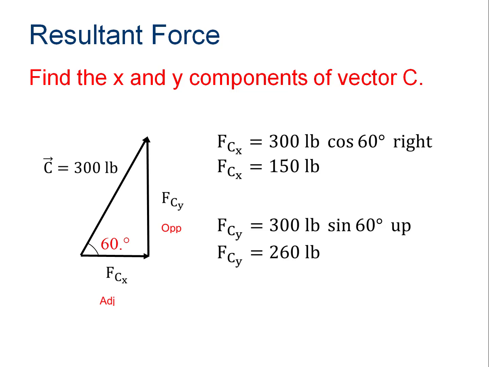I can use my SOH-CAH-TOA relationship here. So fc sub x is equal to the force of vector C times the cosine, because it's the adjacent, and that's 150 pounds. It's positive because it's to the right. Fc sub y, similarly, is the force vector C, 300 pounds, times the sine of 60 degrees, and that's going up, or 260 pounds, positive again.